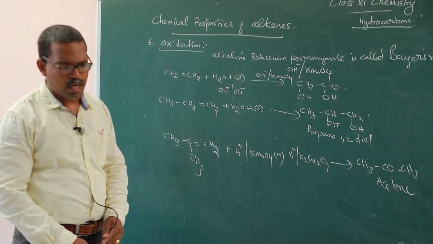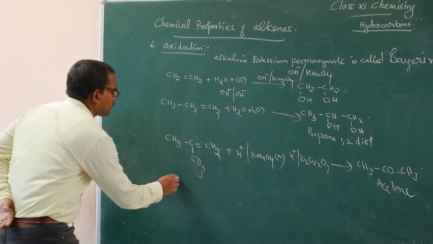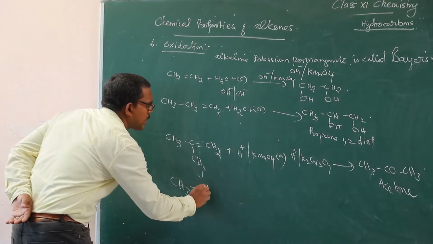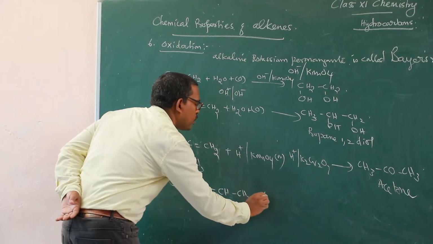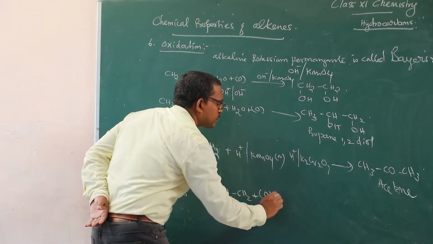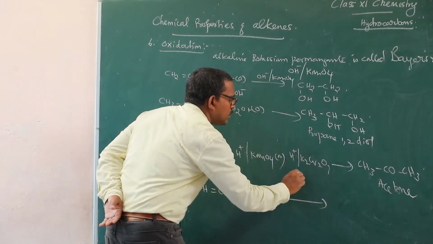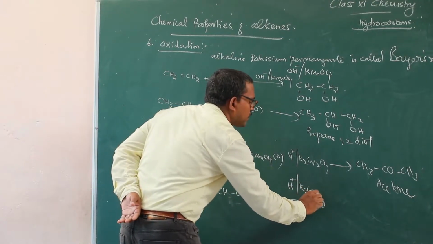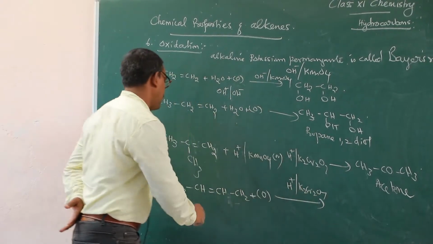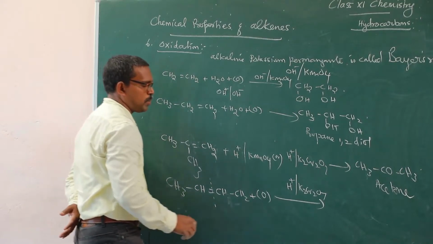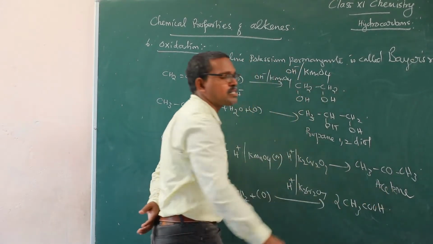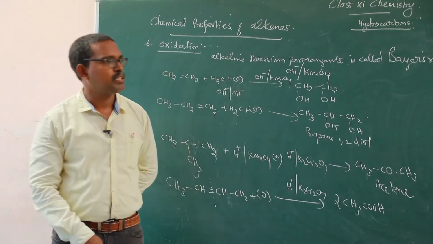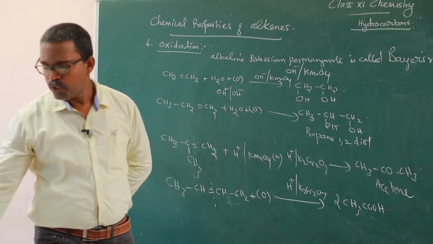And 2-butene, symmetrical butene, CH3, CH double bond, CH, CH3. On oxidation with acidified potassium dichromate, the compound splits like this, and two molecules of acetic acid, ethanoic acid, are obtained.